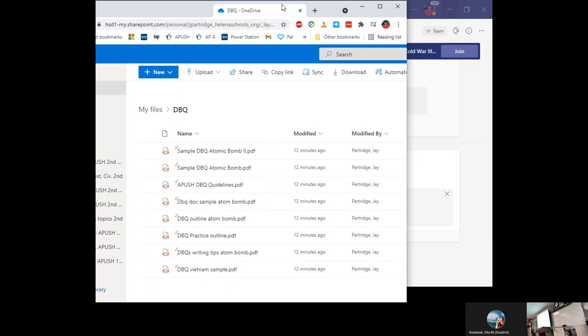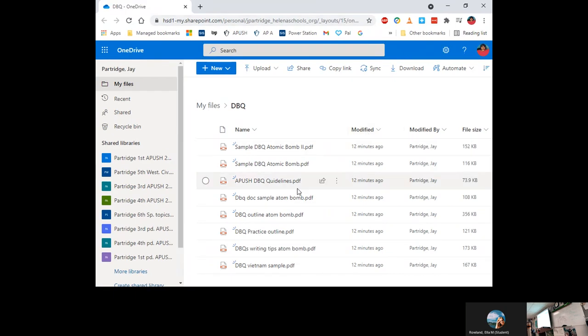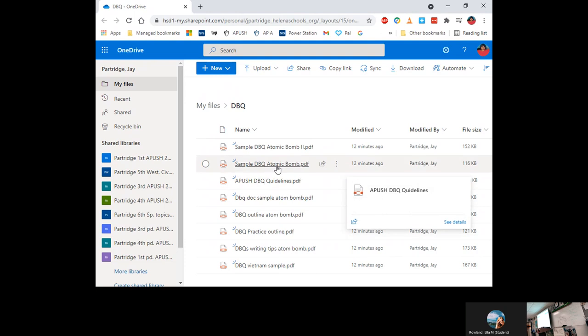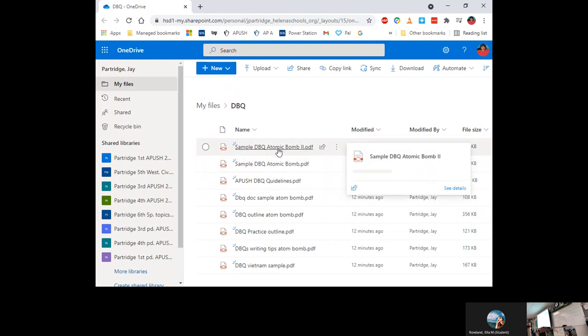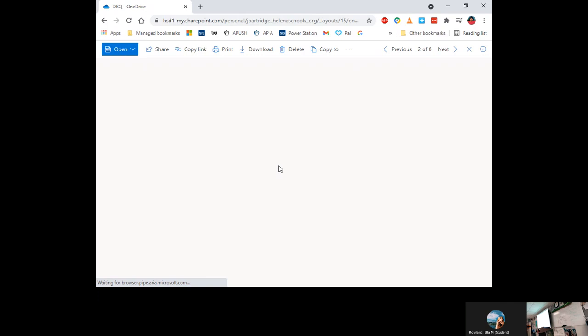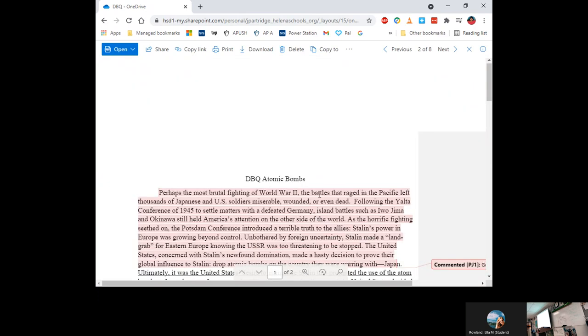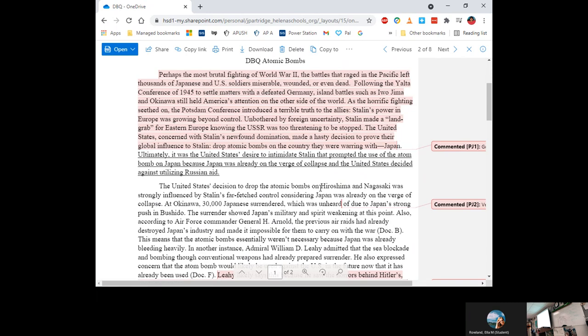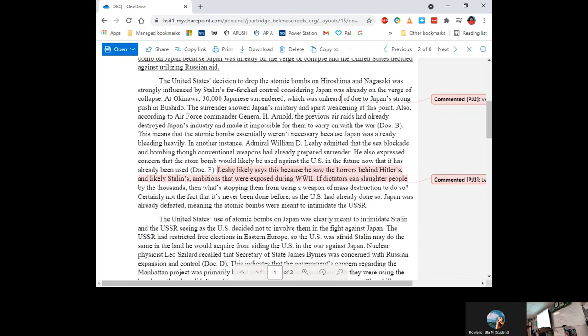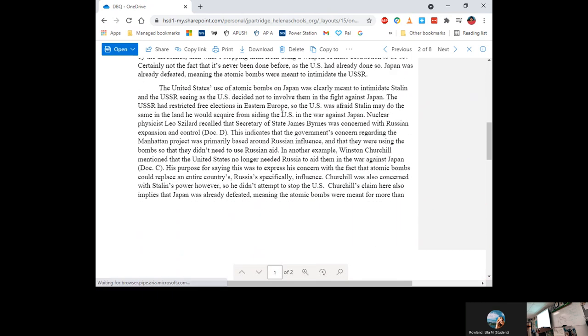But if you hit that, it gives you all these sample documents. And in it, I have the guidelines on how to write a DBQ. But the thing I really like are two that I took from previous essays, and I put them in such a way that you can read them very nicely. These are sample DBQs. I went back and typed them out so you can look at them. Here's sample context, here are good thesis statements, and here are two sample paragraphs. I posted that to give you another look.